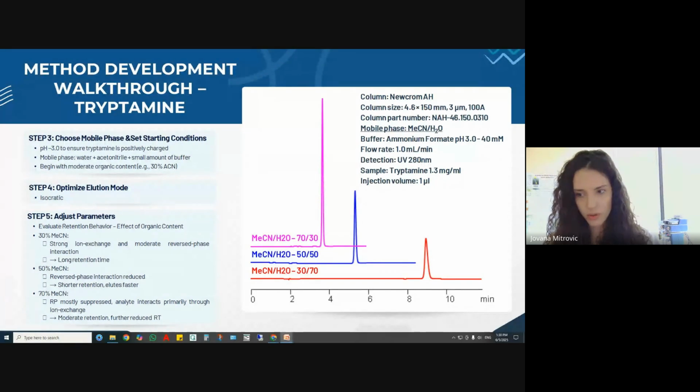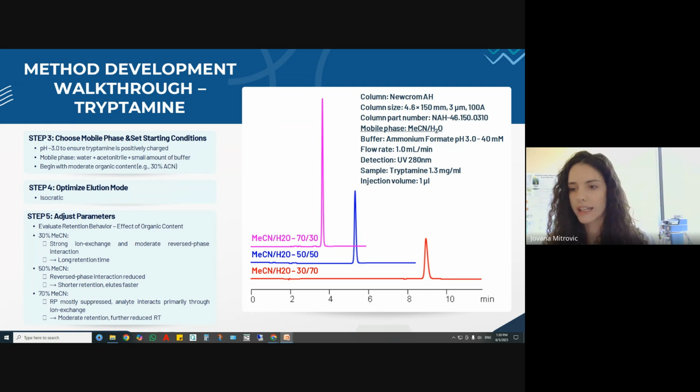Initial mobile phase condition is 30. We want to start with something simple: 30% acetonitrile, 40 millimoles of ammonium formate, pH 3, with a regular flow rate of 1 ml per minute for this size of the column, UV detection at 280, and our standard, which is 1.3 milligram per ml. So this setup gives us a strong starting point to evaluate how tryptamine behaves on this column.